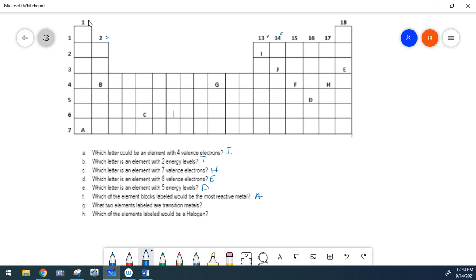What 2 elements labeled are transition metals? C and G. Good job. Which of the elements labeled would be a halogen? H. Very good. Very good.